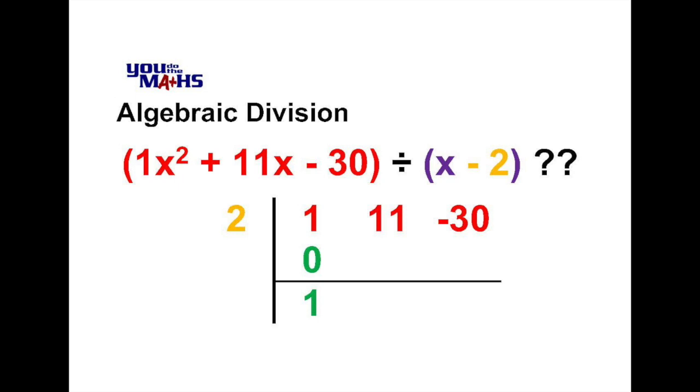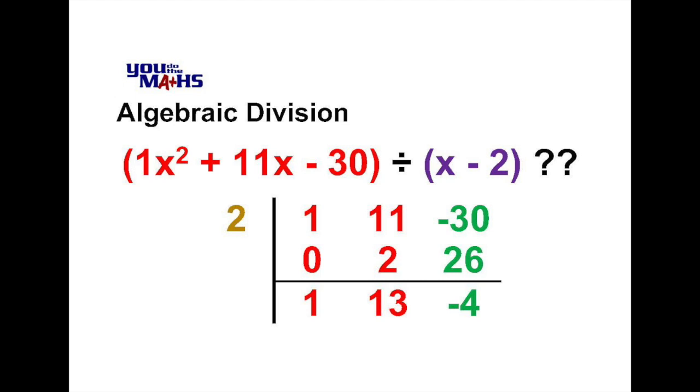We then use the numbers in pink, the 2 and the 1, and multiply them together to get the entry in the second column below the 11, which is 2. We sum the 11 and 2 to get to 13, and then we multiply the numbers in pink, which are 2 and 13, to get the value in the third column, which is 26. We then sum the negative 30 and the 26 to get negative 4. Now that negative 4 previously was a 0, so this time we do have a remainder of negative 4.